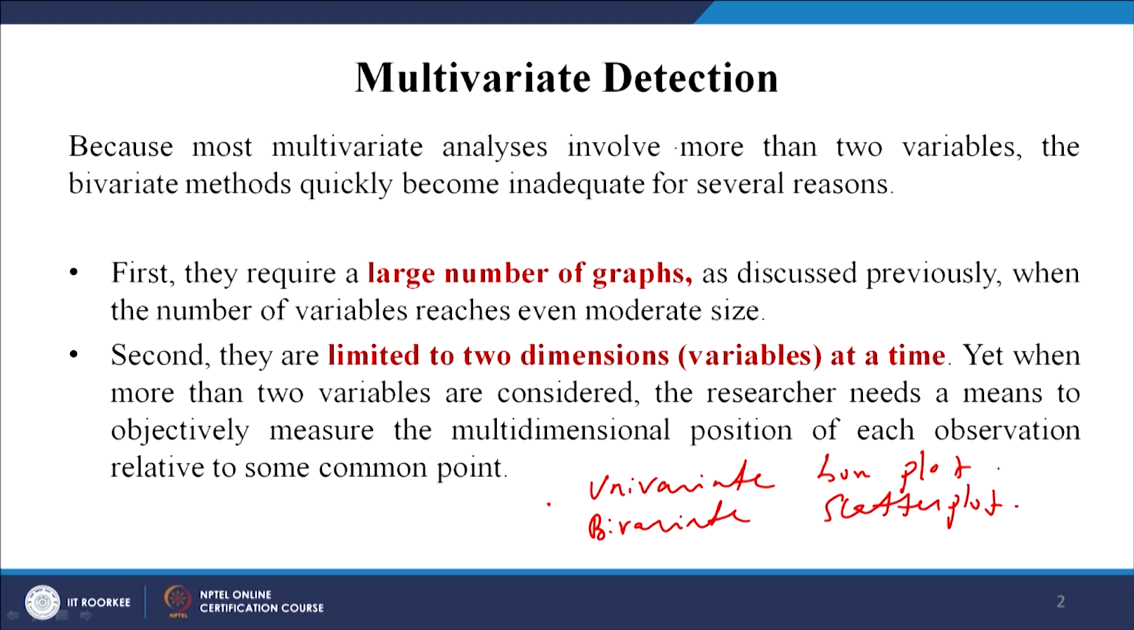Because most multivariate analysis involves more than two variables, the bivariate method quickly becomes inadequate. First, it requires a large number of graphs when the number of variables reaches even moderate size. Second, it is limited to two dimensions at a time, yet when more than two variables are considered, the researcher needs a means to objectively measure the multidimensional position of each observation relative to some common point. This is a limitation of bivariate detection, and it necessitates multivariate detection, where we will use the Mahalanobis distance method.